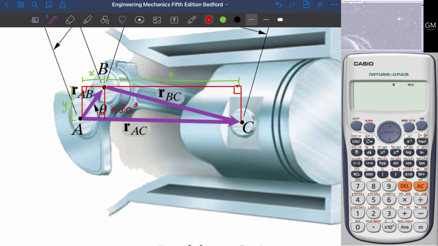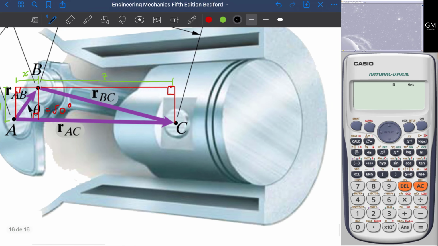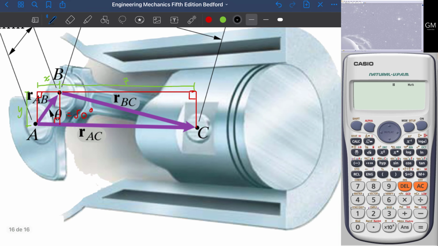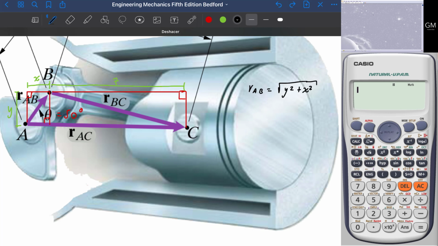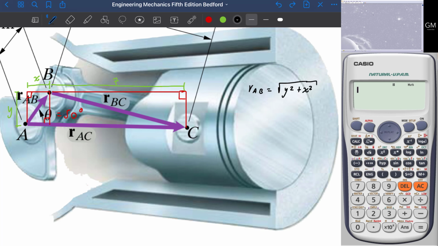So let me begin creating the equations that I need. The first equation that I'm going to create is by using this triangle. So in this case, RAB is equal to the square root of y to the second power plus x to the second power. This is called the Pythagorean theorem. Now I have two unknowns and just one equation, so this equation cannot be solved yet.